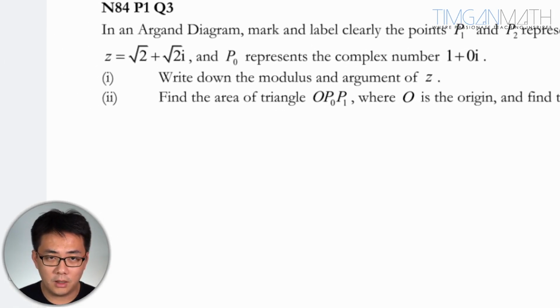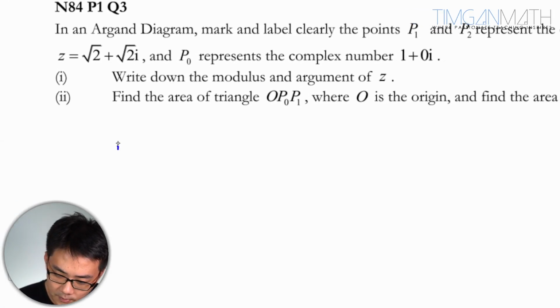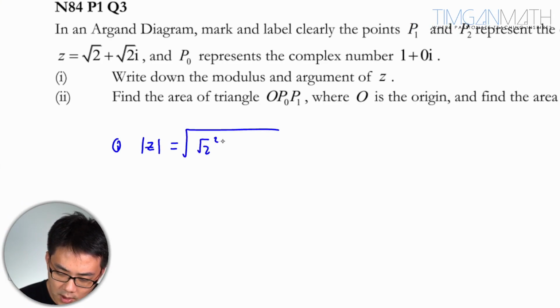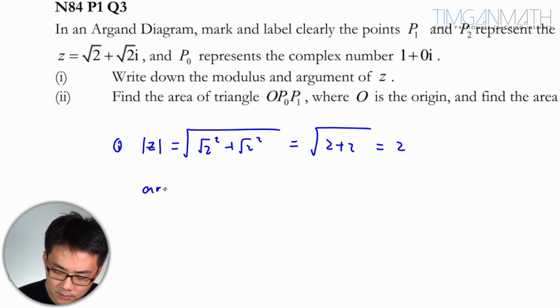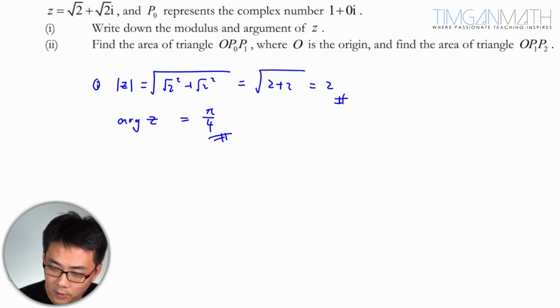The first one you should be able to tell how to do it. Modulus of z is just the square root of root 2 squared plus root 2 squared, which is actually 2 plus 2, which is actually just 2. Okay. Then the argument of z is just pi over 4, right? Okay.